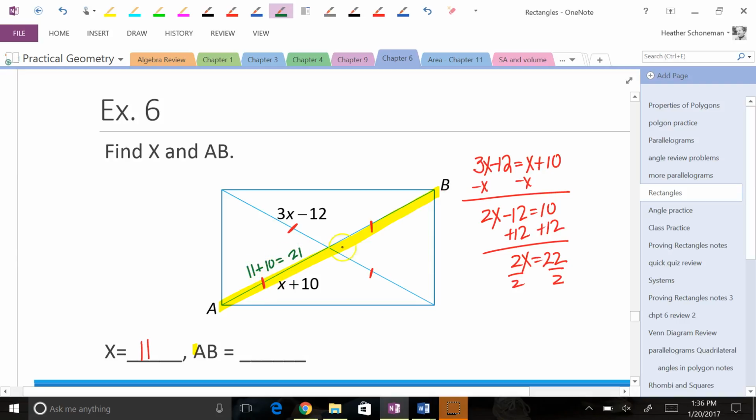But we know this bottom left has got to be equal to the top right. So this over here is 21 as well. So AB is going to be 21 plus 21, which would give us 42.